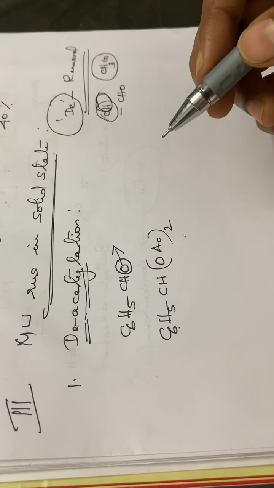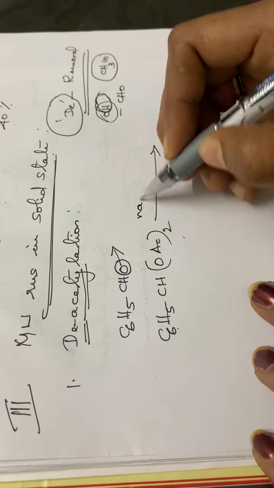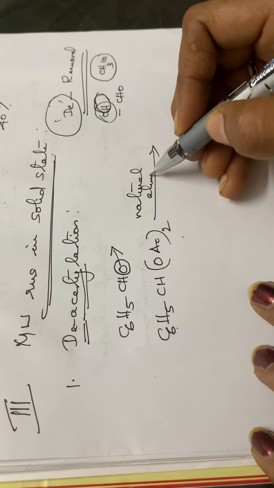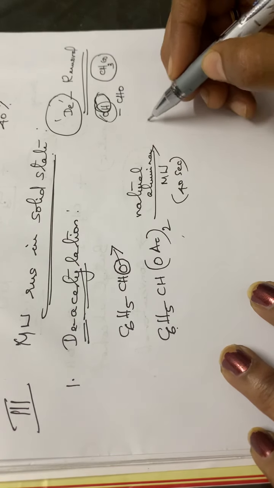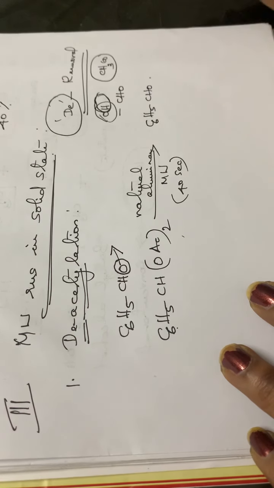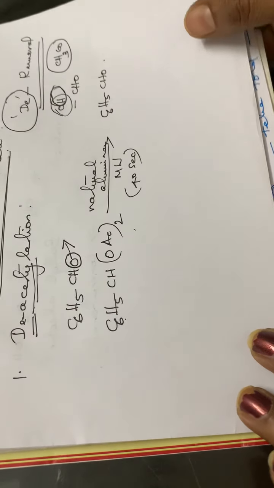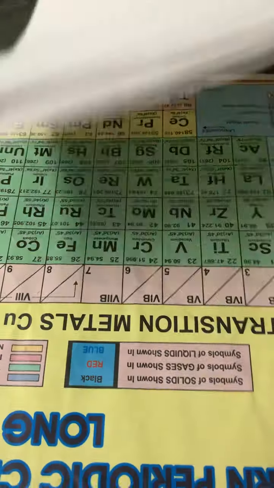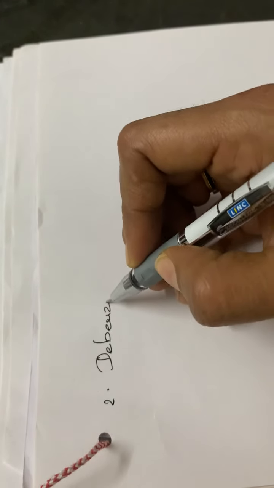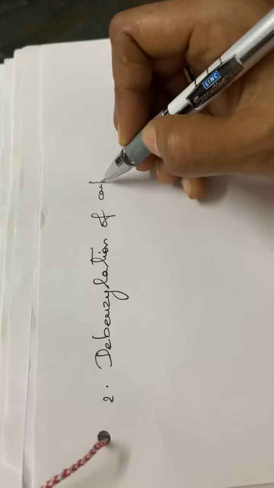Here this reaction is carried out in the presence of natural alumina, microwave assisted, and the time taken will be 40 seconds. The product will be benzaldehyde, C6H5CHO. So this is one microwave assisted reaction in solid state. Then the second reaction, the debenzylation of carboxylic esters.